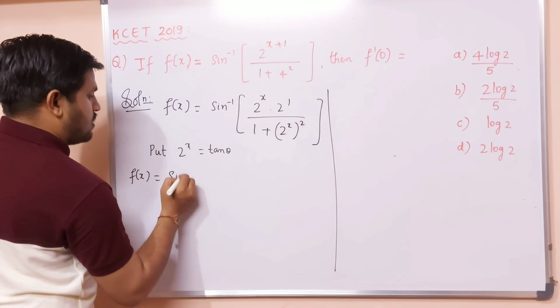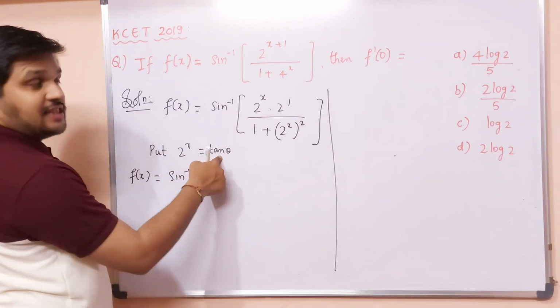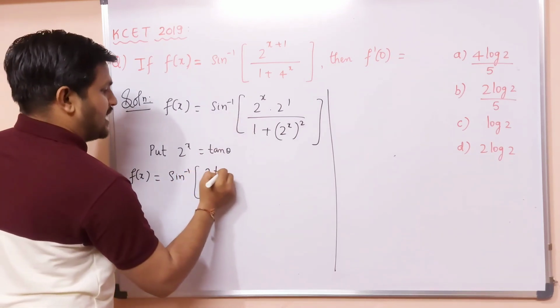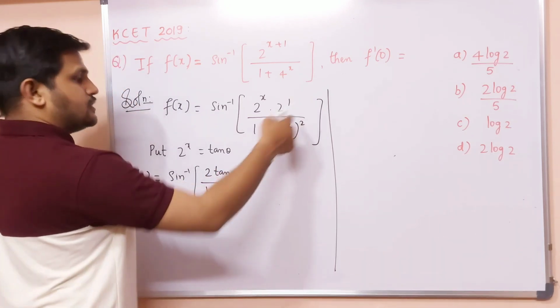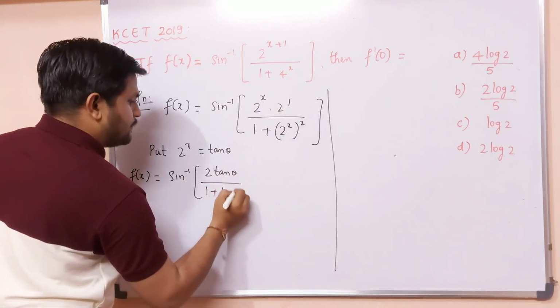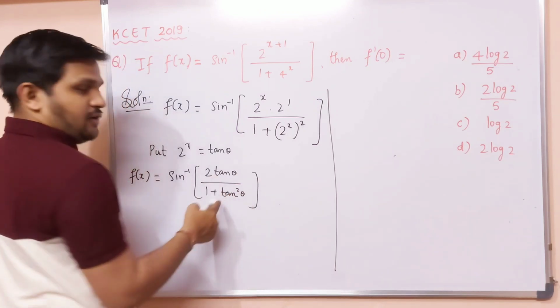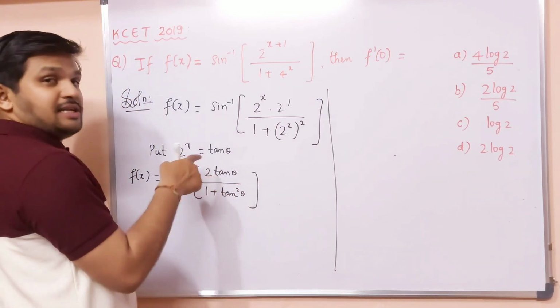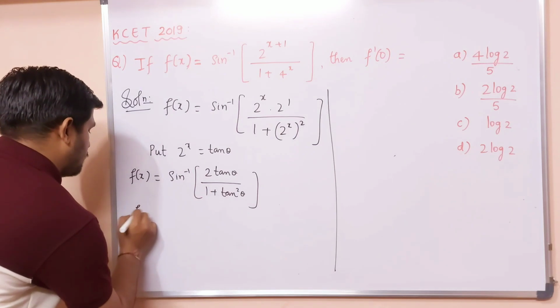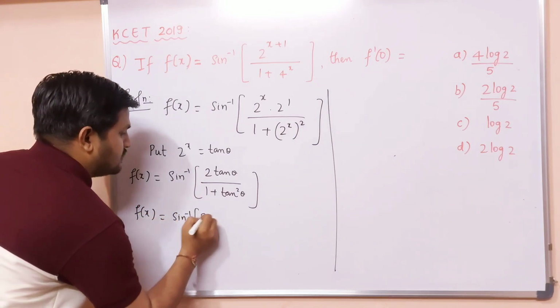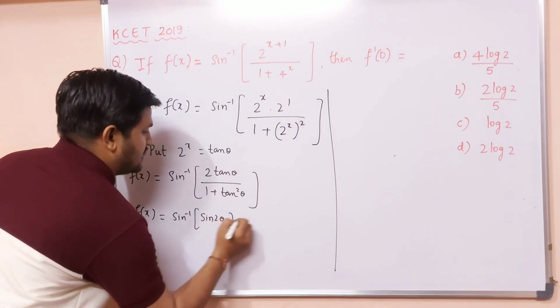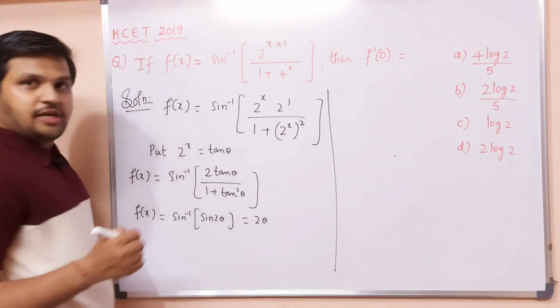So f of x is sin inverse of 2 power x is tan theta, so 2 tan theta divided by 1 plus tan square theta. This is a trigonometric formula, so this is nothing but sin 2 theta. So therefore what is your f of x? Sin inverse of sin 2 theta. So this is nothing but 2 times of theta.